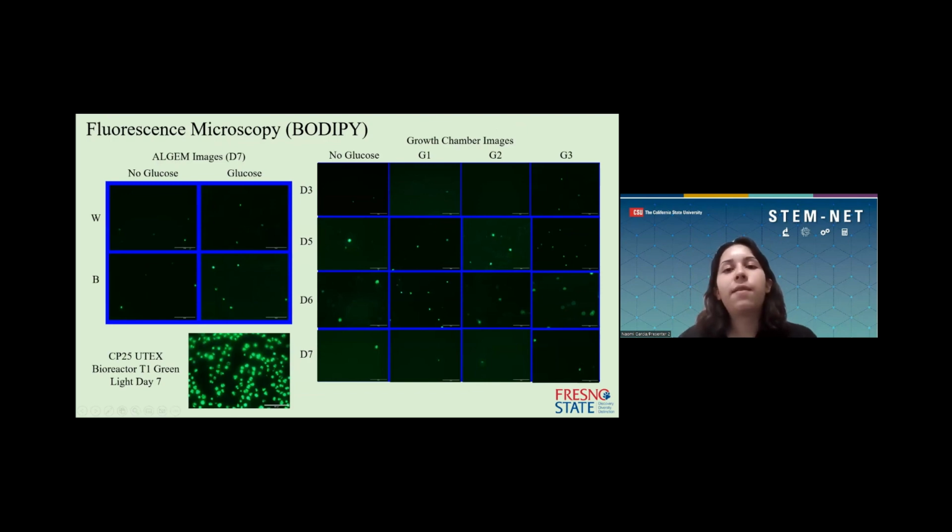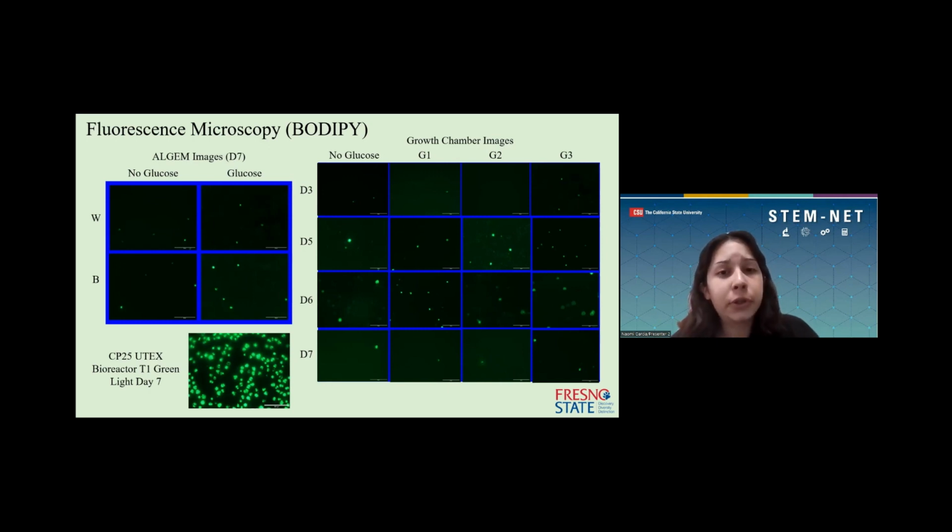So then we have the BODIPY staining that we performed. This is also known as fluorescence microscopy. So essentially, we dyed all of our algae cells to really visualize those lipid masses that we expect to find in there. So in terms of the growth chamber graph here, we see that around days 5 and 6, we really start to see a pickup in the accumulation of both lipids and an increase in cell counts.